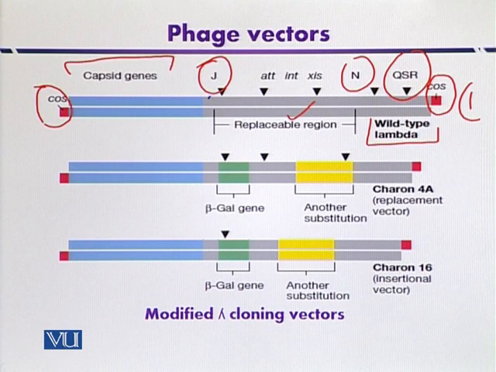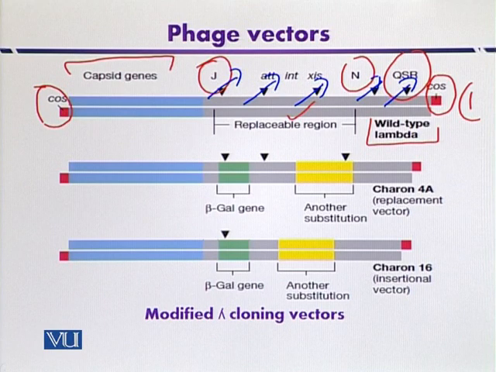For example, here different restriction sites are present for EcoR1. Here 5 EcoR1 sites have been indicated. So because of this reason, the wild type lambda genome is not well suited as a cloning vector. Because of this reason, modified lambda phages have been synthesized that are called modified lambda phage derivatives.